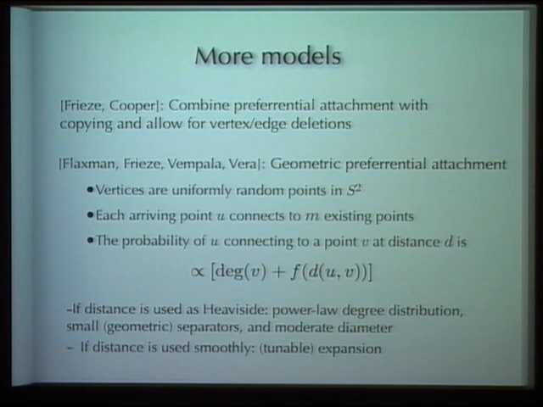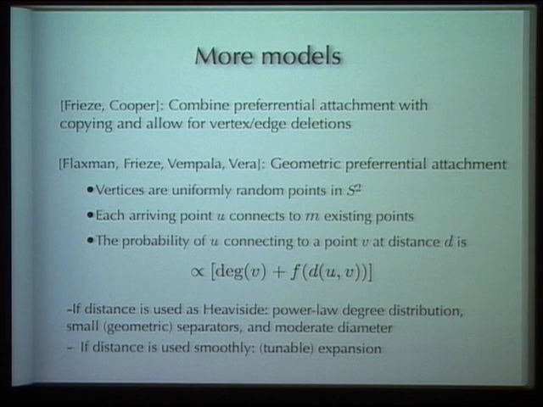A paper that personally I like quite a bit more, a paper by Flaxman, Frieze, and Vera. And here you have preferential attachment, but in a more geometric sense. So we think of vertices as uniformly random points on a globe. Okay? So if a new vertex arrives, it's literally a random point in S2. And each arriving point is going to connect to M existing points.